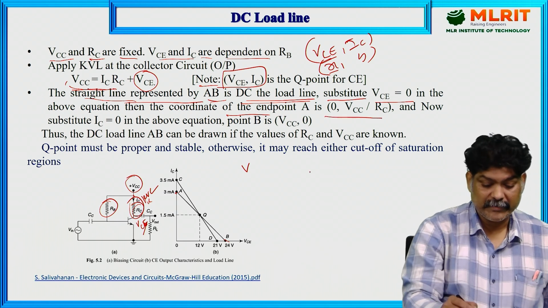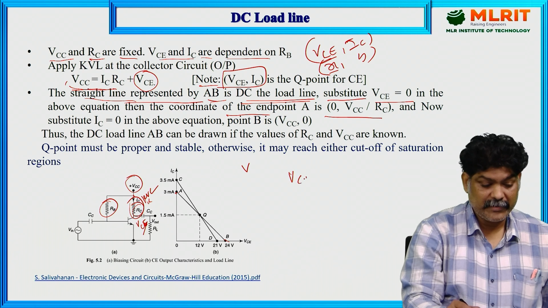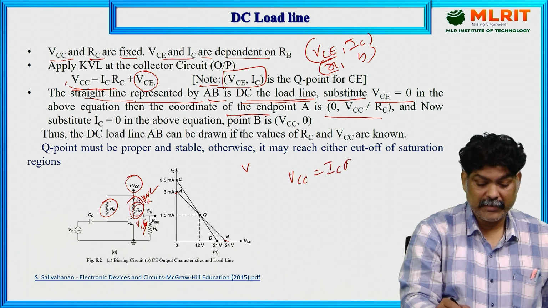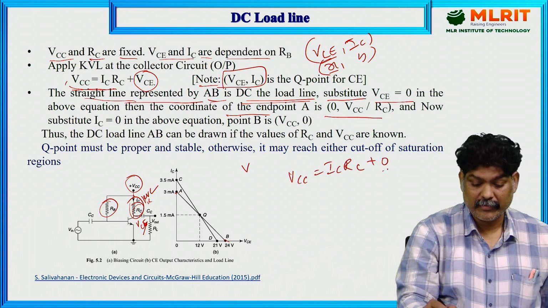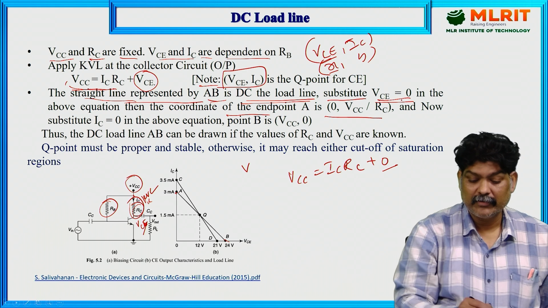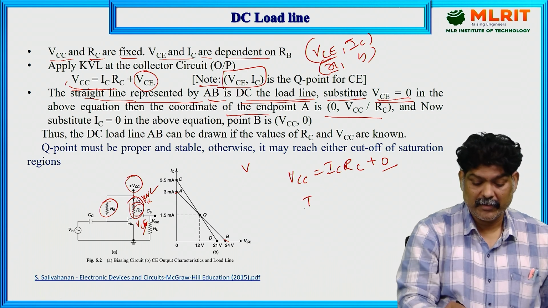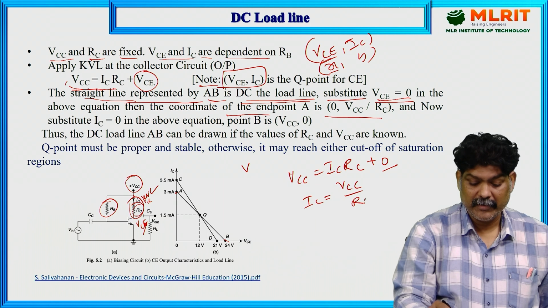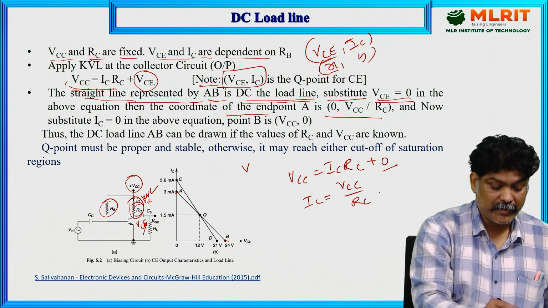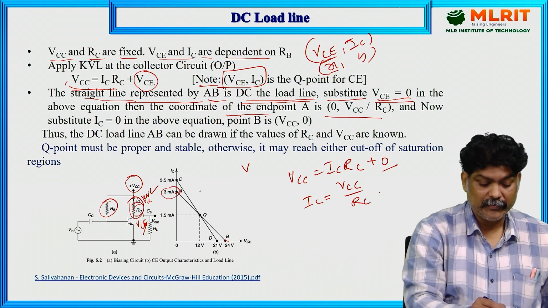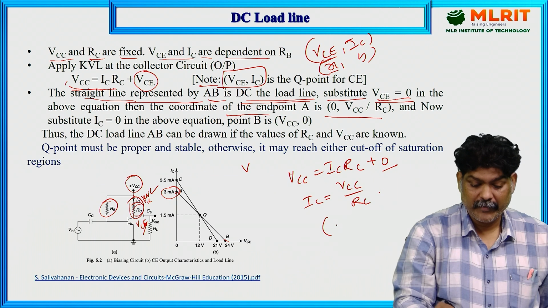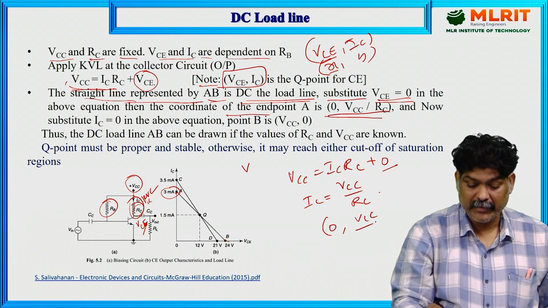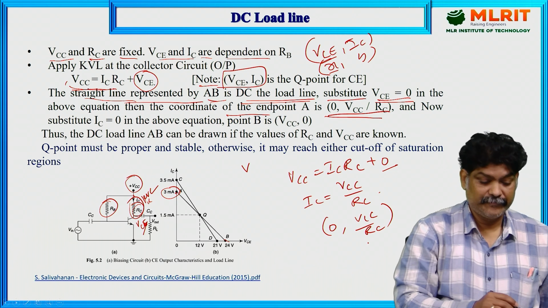So on the Y axis here, VCC is equal to ICRC plus 0, because we kept VCE equal to 0. Therefore from this the output current IC is VCC by RC. So at this point we can write 0 comma VCC by RC, the Y value is VCC by RC, right?